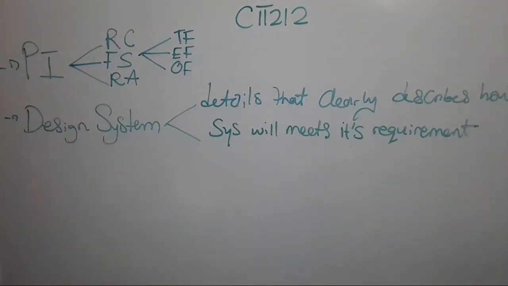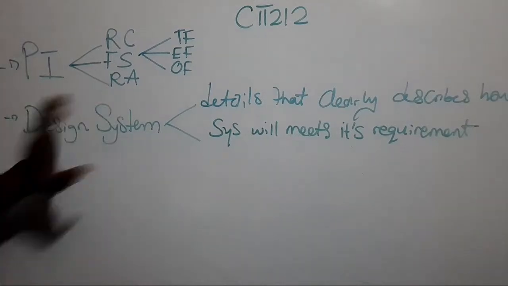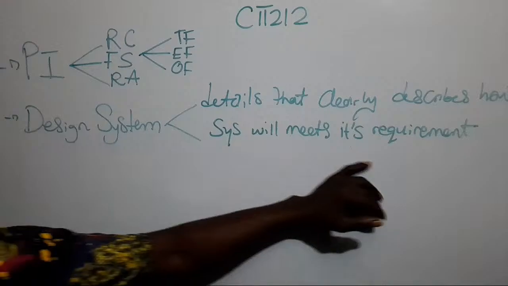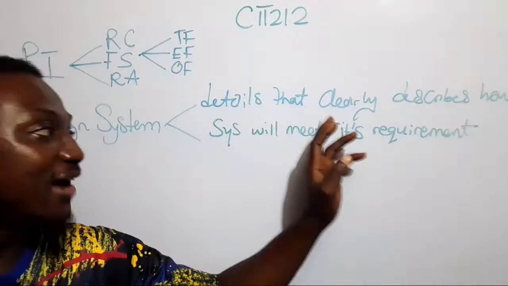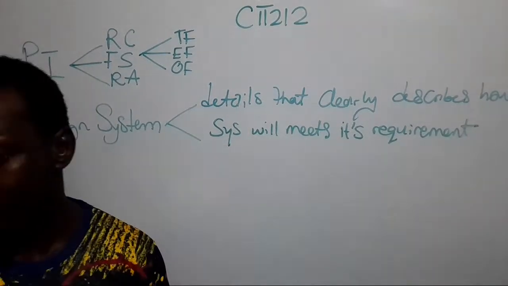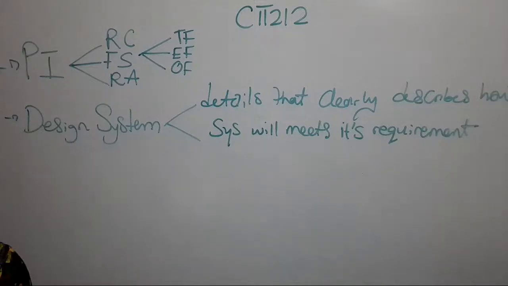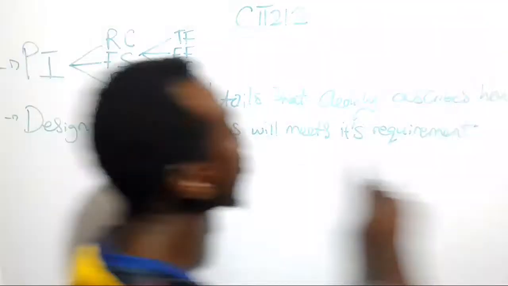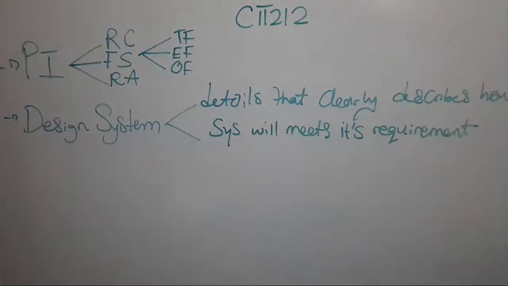Requirements are identified during system analysis, not during system design. What system design does is that it produces the details that clearly describe how a system will meet its requirements as specified in system analysis.